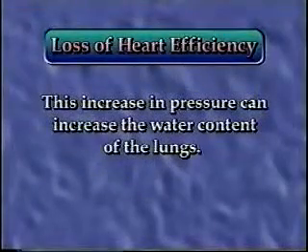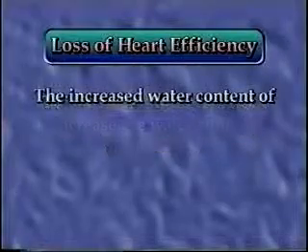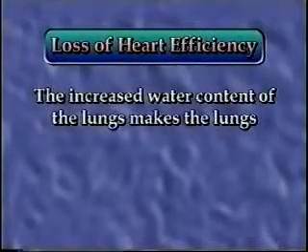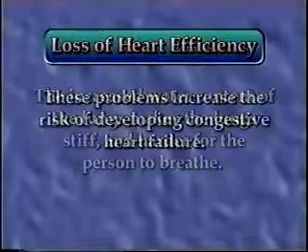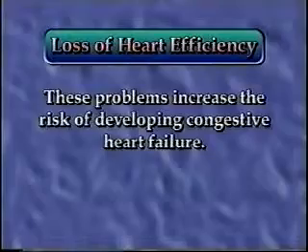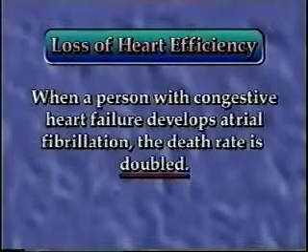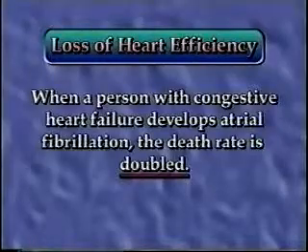This increase in pressure can increase the water content of the lungs. The increased water content of the lungs makes the lungs stiff and harder for a person to breathe. These problems increase the risk of developing congestive heart failure. When a person with congestive heart failure develops atrial fibrillation, the death rate is doubled.